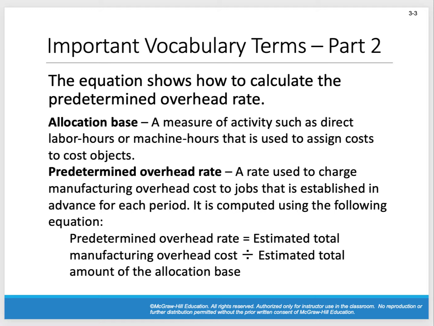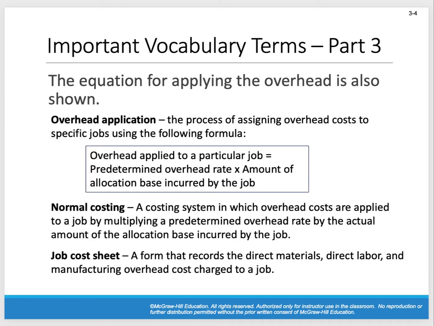Just as a quick review, the predetermined overhead rate equals the estimated total manufacturing overhead, okay? Remember, estimated total manufacturing overhead includes both variable and fixed portions of that manufacturing overhead. We then divide that estimated total manufacturing overhead cost by the estimated total allocation base, whether it's direct labor hours, machine hours, whatever. We divide those two. That's how we get the predetermined overhead rate.